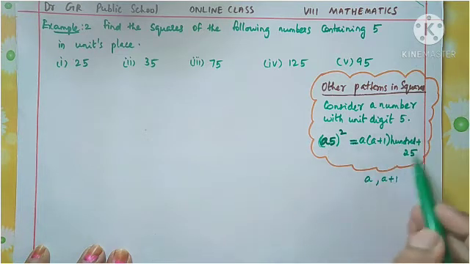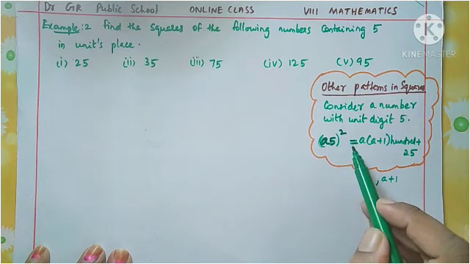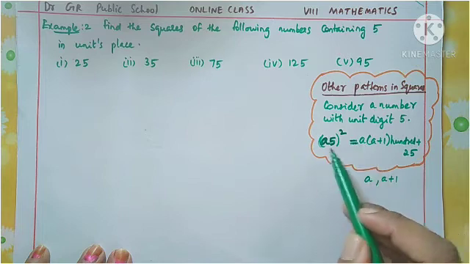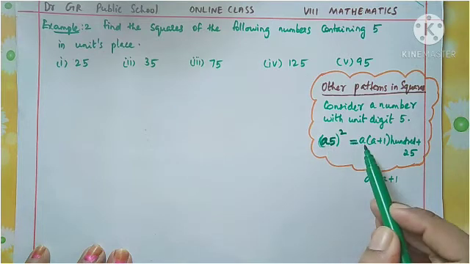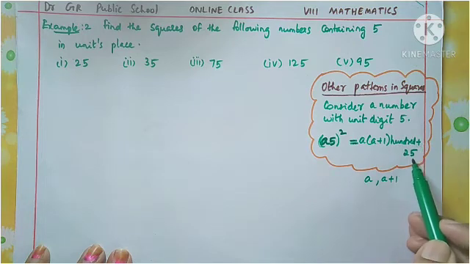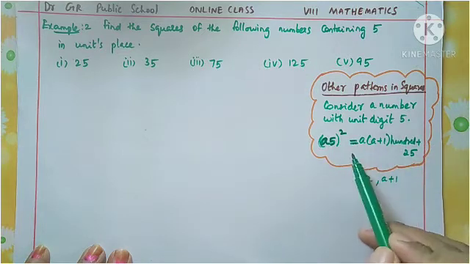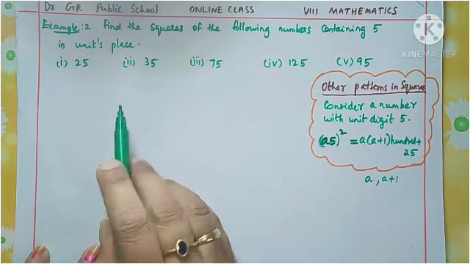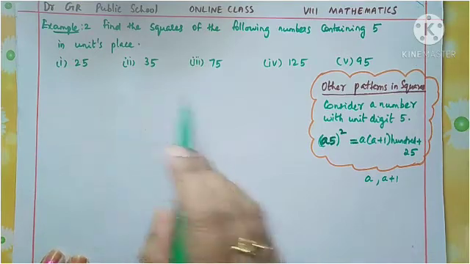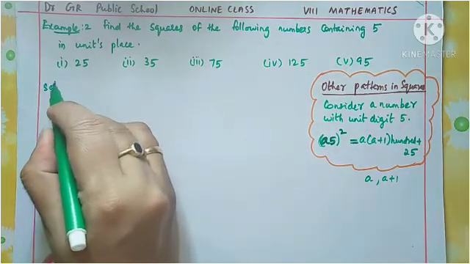So this is the rule: when a number with unit digit 5 is coming, to find the square of the number, the answer is the number into the next number, hundreds, and you add just 25 to that. Okay, so this is the common rule. Now this rule we are going to apply in these problems. When you do the problems, you will understand the idea.